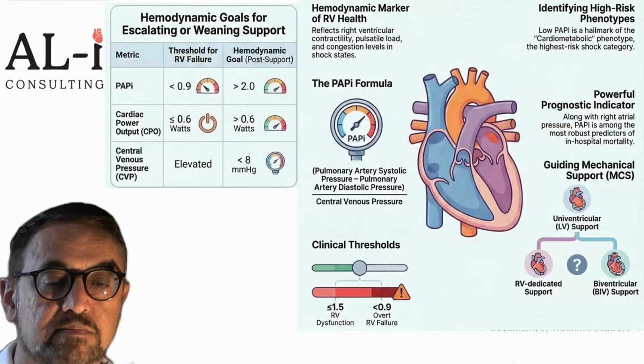Hemodynamic goals for escalating or weaning support. PAPI less than 0.9 is a threshold for RV failure, and more than 2 is a hemodynamic goal post-support. Cardiac power output, which we discussed earlier, less than 0.6 watts is a threshold for failure, and more than that is a hemodynamic goal post-support. Central venous pressure should be less than 8 post-support.